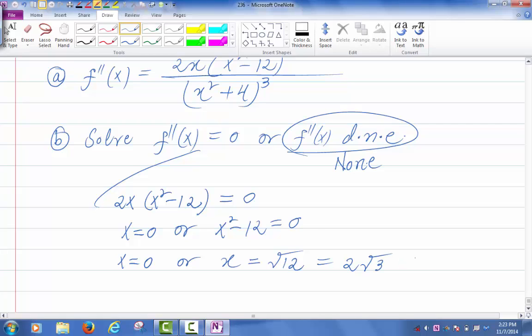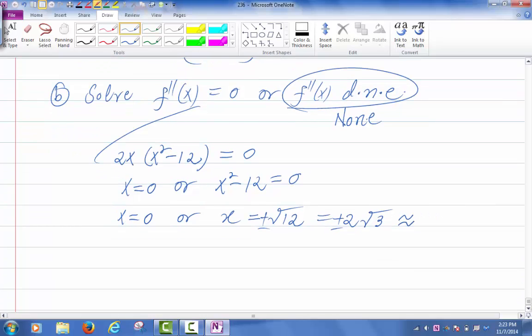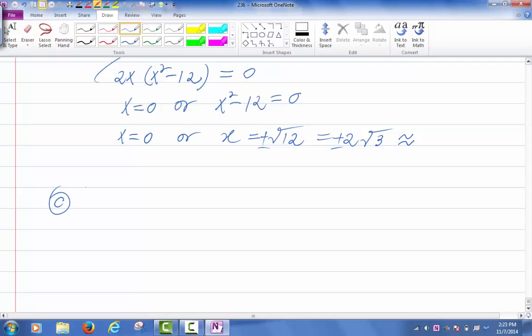And if you have a calculator, can you tell me what is that approximately? Well, I should say plus or minus. What is that approximately? 2 times radical 3. So the third step would be make a sign graph for the second derivative. And for the second derivative, the critical points I have are negative 2 root 3, 0, positive 2 root 3.